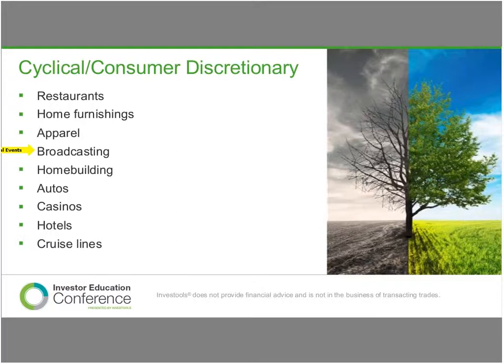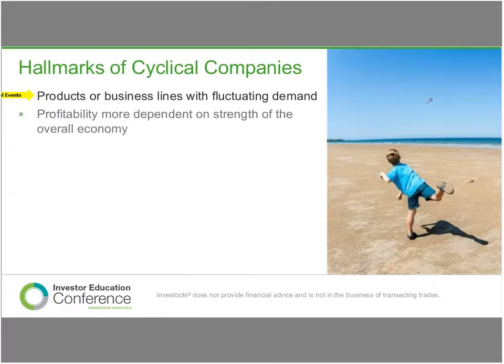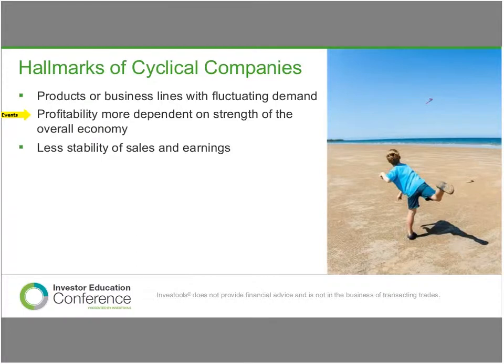The consumer discretionary industry is actually doing very well right now. As the economy goes, so tends to go consumer discretionary. Okay, so how do we recognize them? If we're not entirely sure, if we don't remember that list of all of those different types of companies that I just gave you, well, their products or business lines tend to fluctuate in demand. We already know that. Their profitability is more or less dependent on the strength of the overall economy.